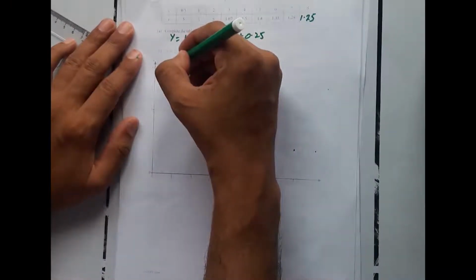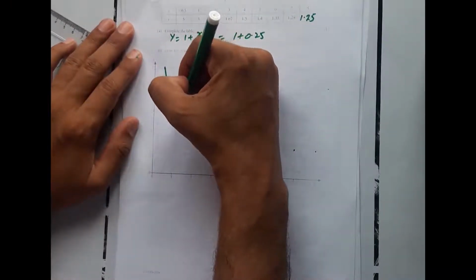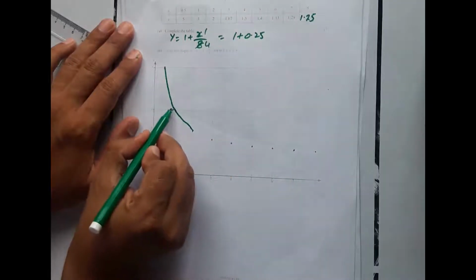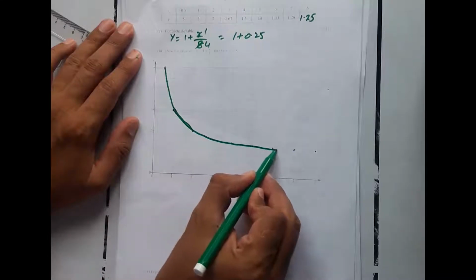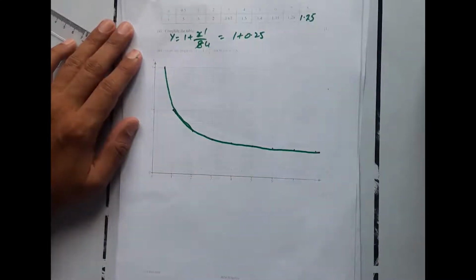Join them. Okay. This is your graph. Okay. Now draw the line. L crosses the graph at x equals 2 and x equals 5. Find the equation of L.